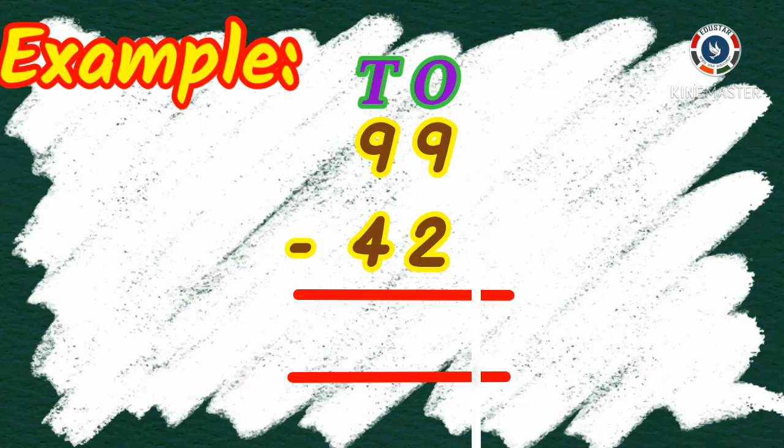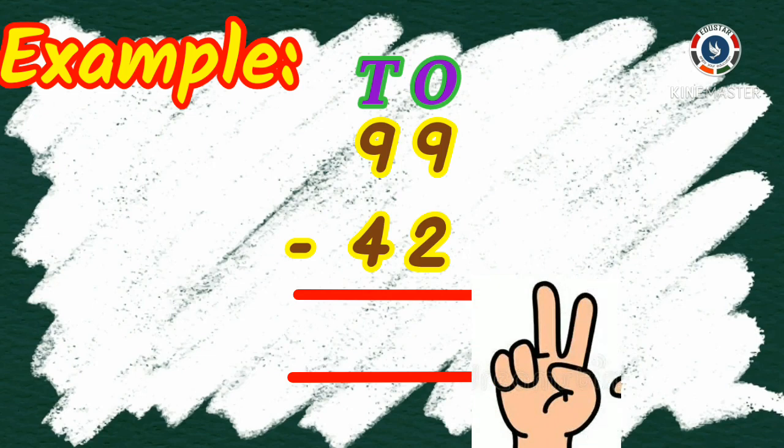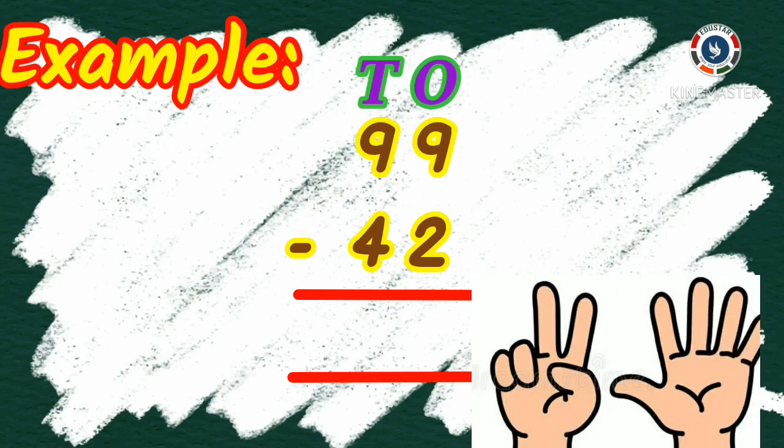Take 0 fingers, 2 after, 3, 4, 5, 6, 7, 8, 9. Now we reach the first number 9. So we stopped our counting. Now we can count the fingers. 1, 2, 3, 4, 5, 6, 7. So the difference between 9 and 2 is 7.